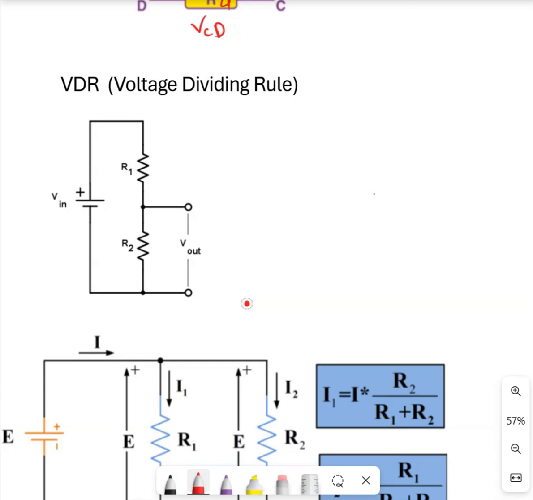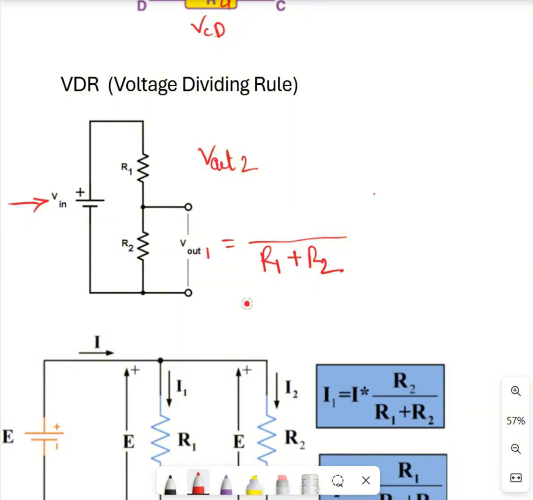Okay, so another important rule is the VDR, the voltage dividing rule, right? Here is the input voltage V in, and these two resistors split it into two portions. This is one V out, and another could be here as well, V out 2. For V out, we write down the total resistance here: one is R1, another one is R2, so R1 plus R2.